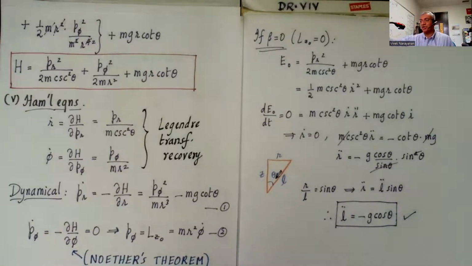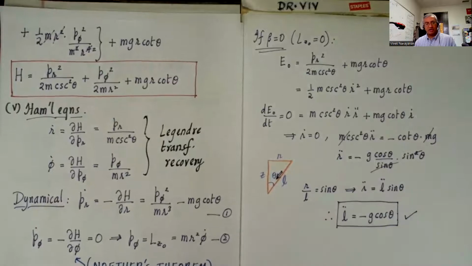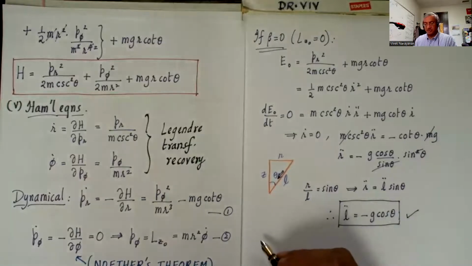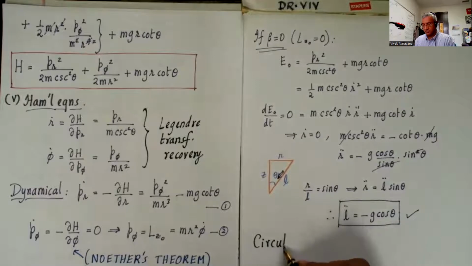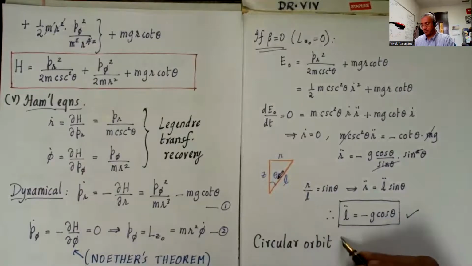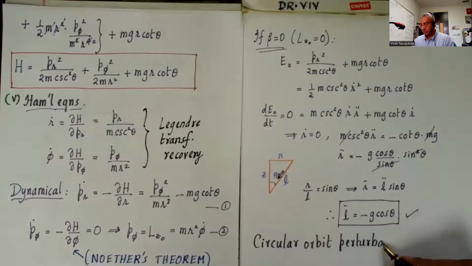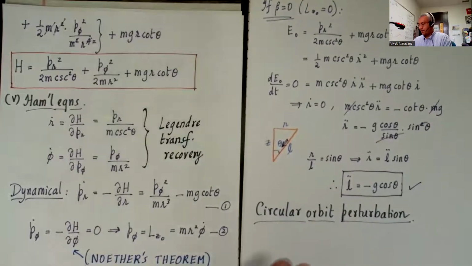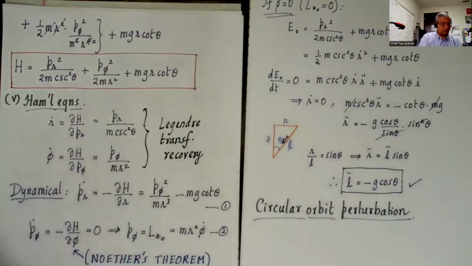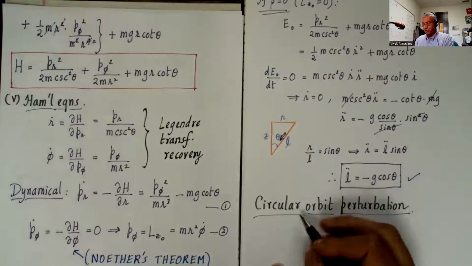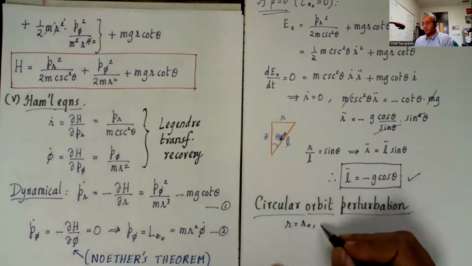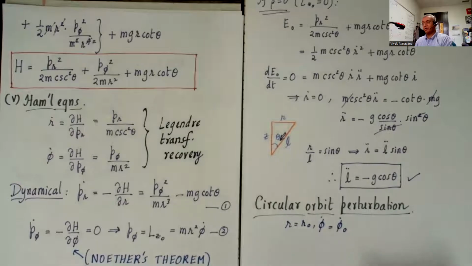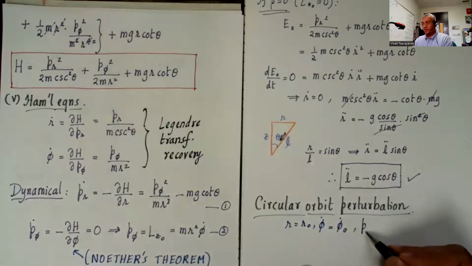Our next aim is to see how perturbation is carried out. I could do the perturbation analysis for general orbits, but I've been asked to do it for circular orbits. So let's do the circular orbit perturbation. All right, so for circular orbits, we have r equals r naught, phi dot equals phi dot naught, okay, and P_r dot equals 0.